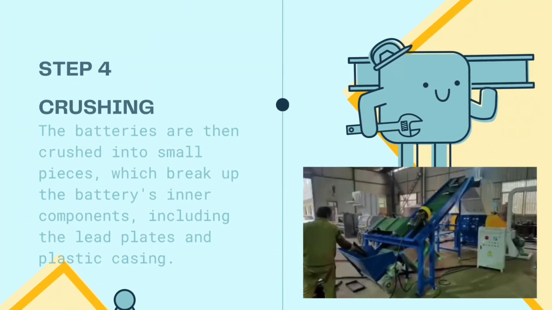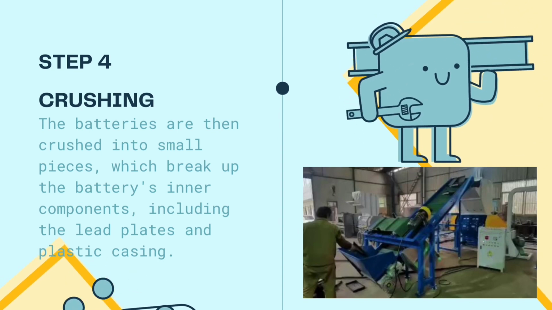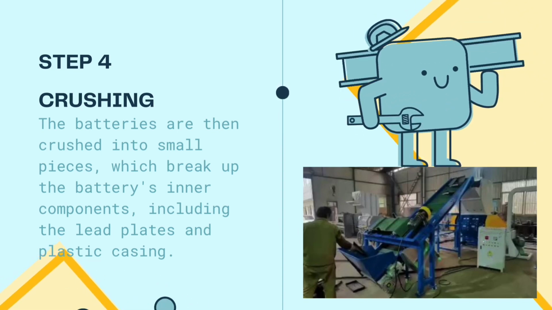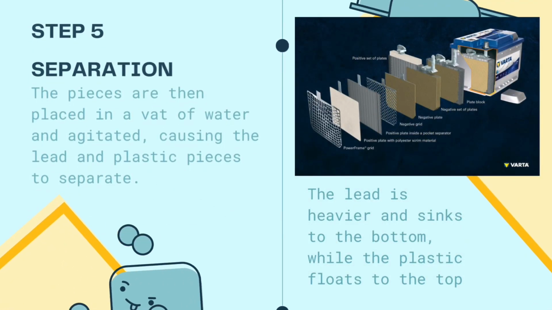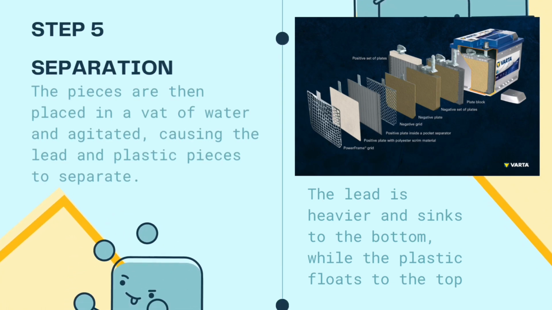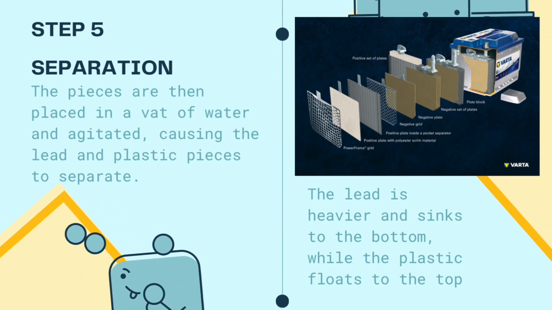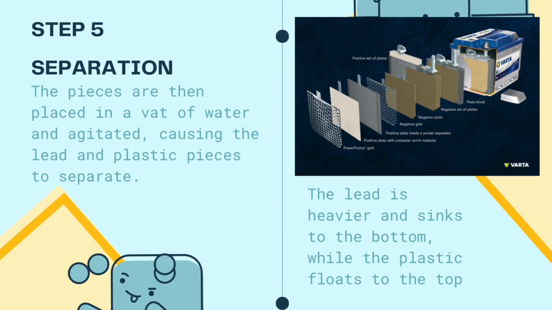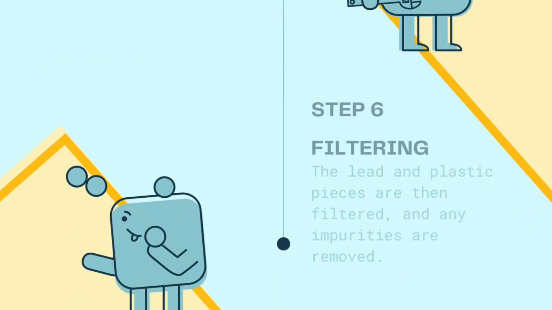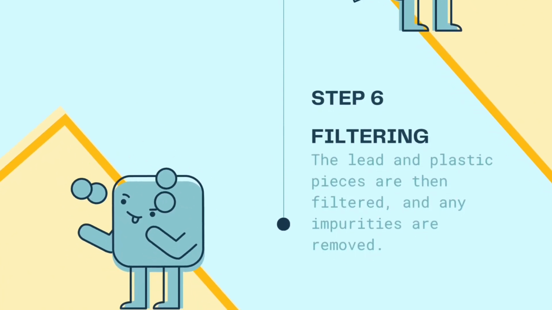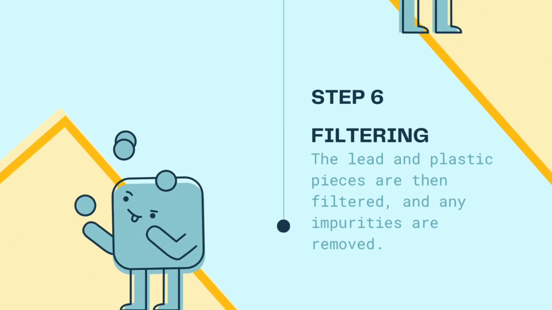Step 4. Crushing. The batteries are then crushed into small pieces, which break up the battery's inner components, including the lead plates and plastic casing. The next step is step 5. Separation. The pieces are then placed in a vat of water and agitated, causing the lead and plastic pieces to separate. The lead is heavier and sinks to the bottom, while the plastic floats to the top. Step 6. Filtering. The lead and plastic pieces are then filtered and any impurities are removed.